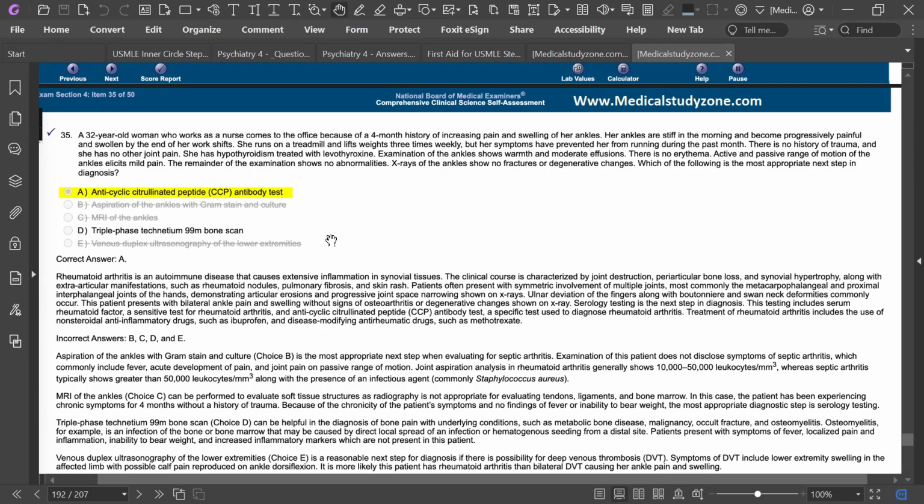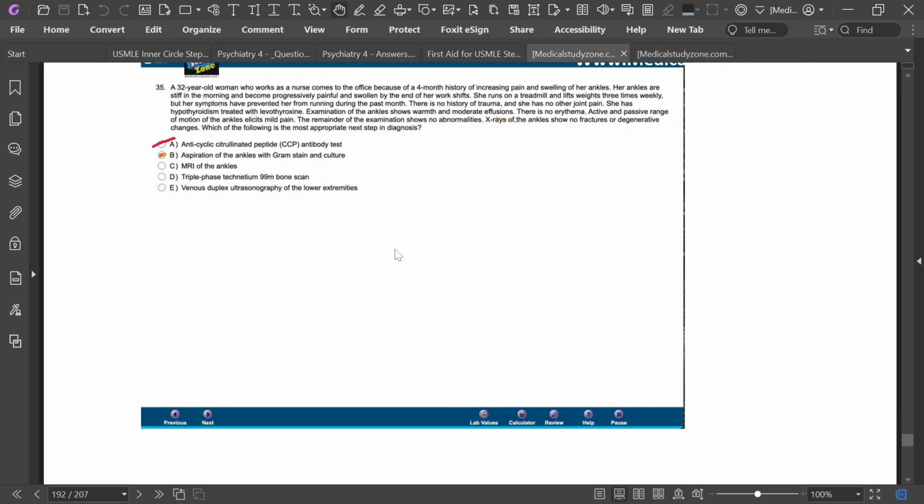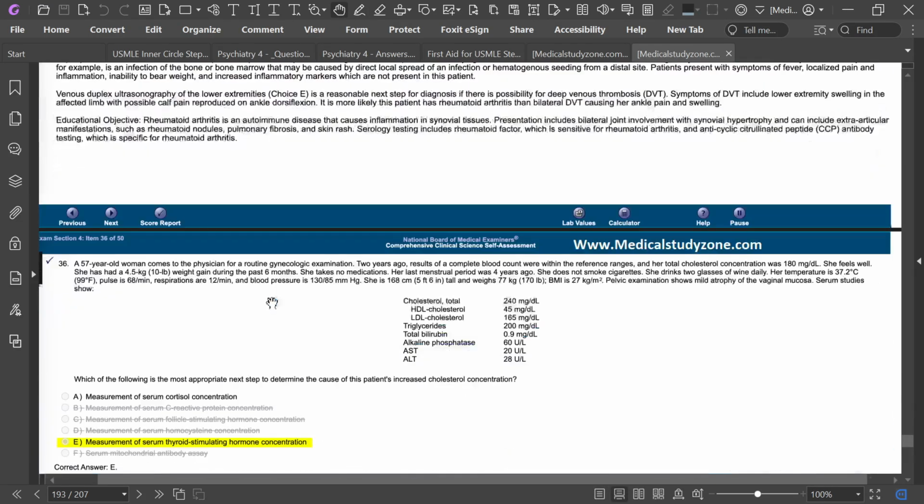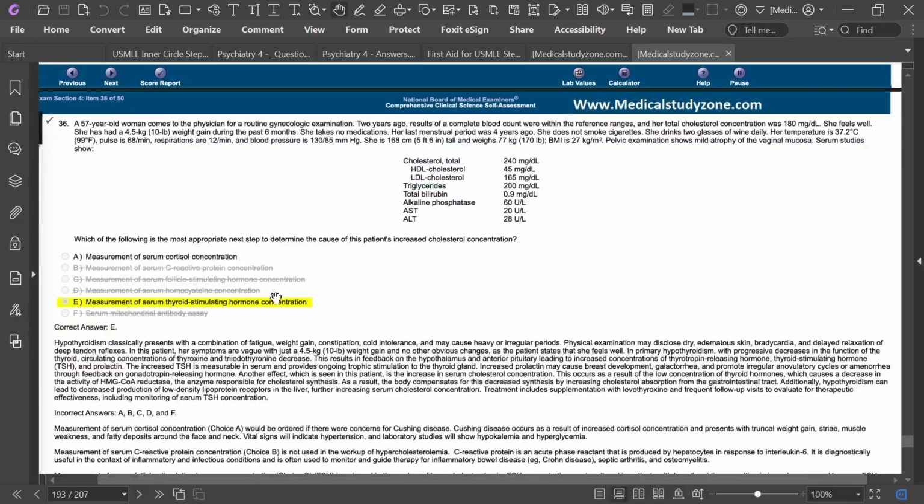A 57-year-old woman comes to the physician for a routine gynae exam. Two years ago, results of a CBC were within range, and her total cholesterol was 180, which I think is normal. She feels well. She has had a 10-pound weight gain during the past 6 months. She takes no medication. Her last menstrual period was 4 years ago, and she doesn't smoke cigarettes. She drinks 2 glasses of wine daily. Temperature, pulse and respiration are fine. Blood pressure is a bit high, I guess fine. BMI is fine. Physical exam shows mild atrophy of the vaginal mucosa. Serum studies. Okay, I have to open the thing.